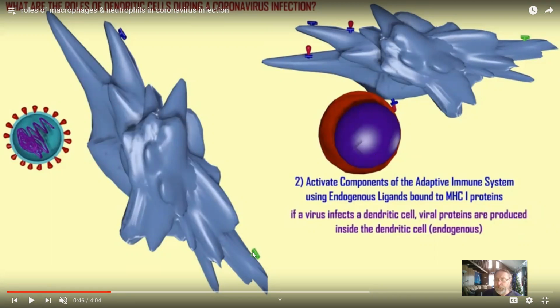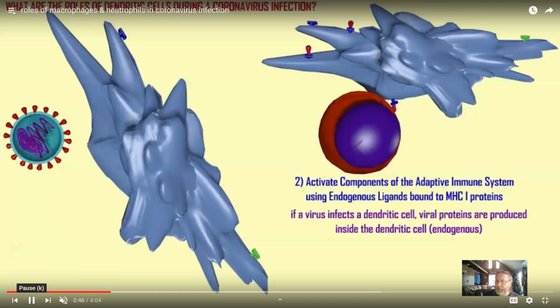They do express ACE2 receptors, so they could potentially become infected. As I will stress later, this is very important. Dendritic cells can actually take up RNA from the virus and make viral proteins inside the dendritic cell. So these could then attach to blue MHC proteins, the MHC1 proteins, which could attract the cytotoxic T lymphocytes.